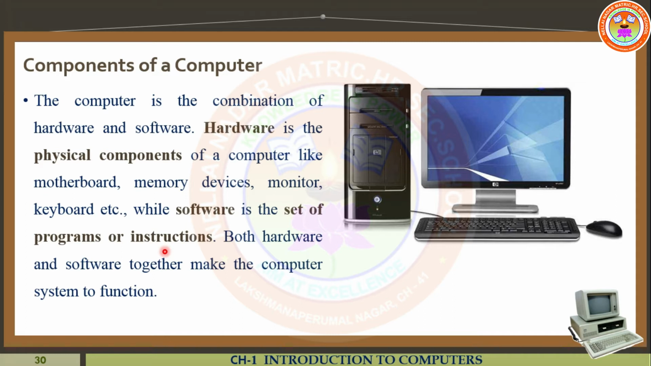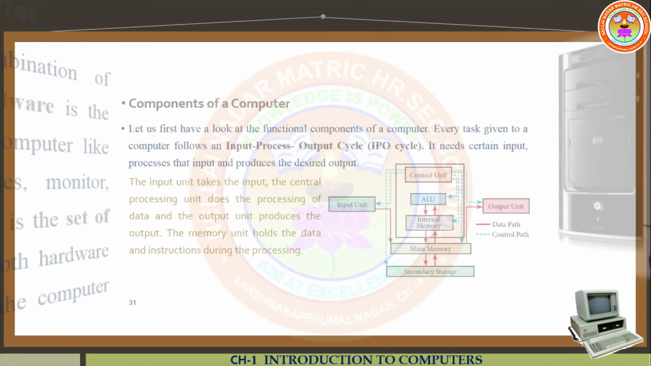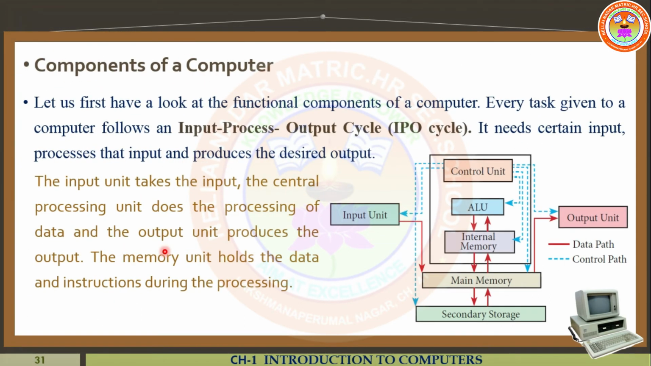Understood? So both hardware and software together make the computer system function. That is the main information of a computer, right? In these components of the computer, we have to follow the IPO cycle. What is the meaning of the IPO cycle? IPO cycle is nothing but input, process, output. That is the expansion of IPO. I stands for input, P stands for process, and O stands for output cycle.